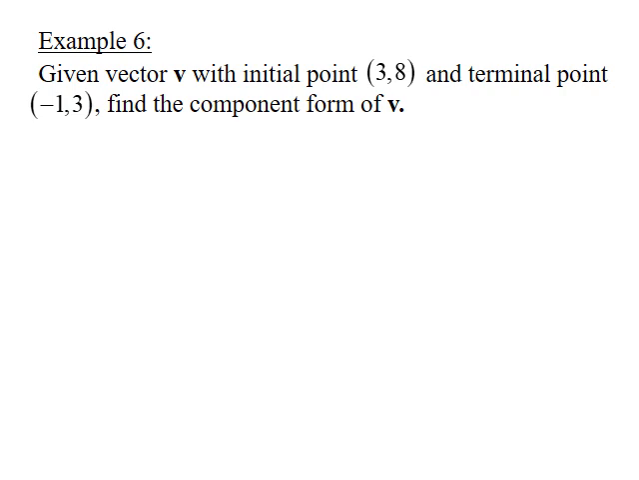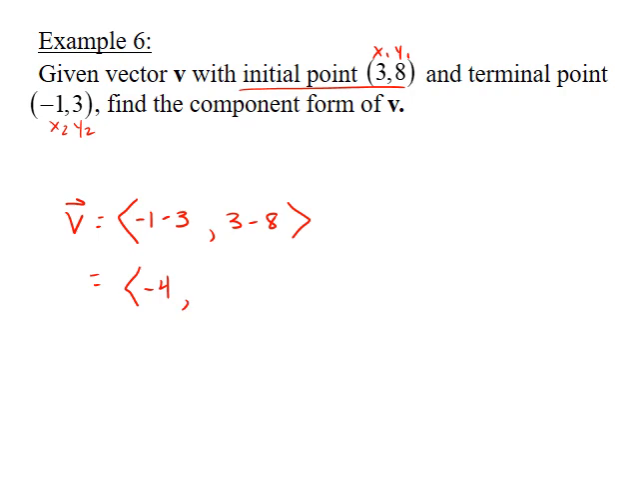So it's pretty straightforward. So if this is my initial point, so this will be x1 and y1, and the terminal point is this, x2, y2, then if I want to find the component form of vector v, it will be -1 minus 3, comma, 3 minus 8, which is -4, comma, -5. Done. That's it. Not so bad, right?